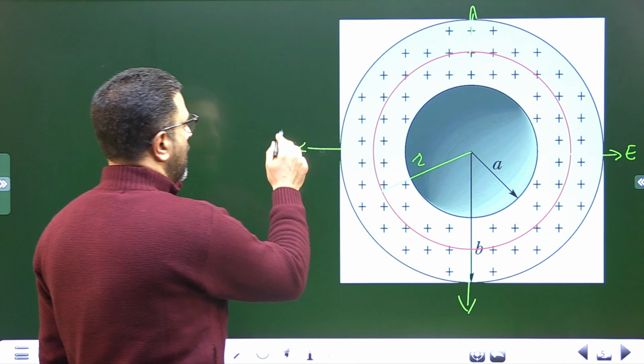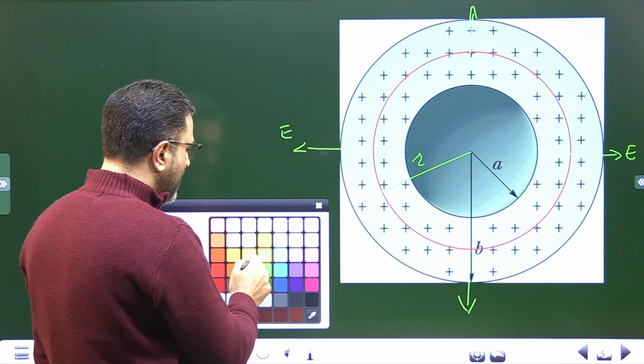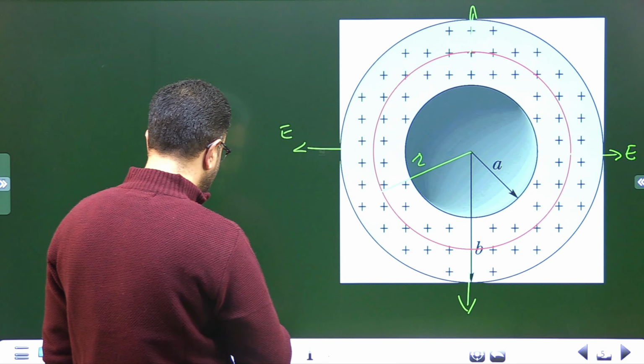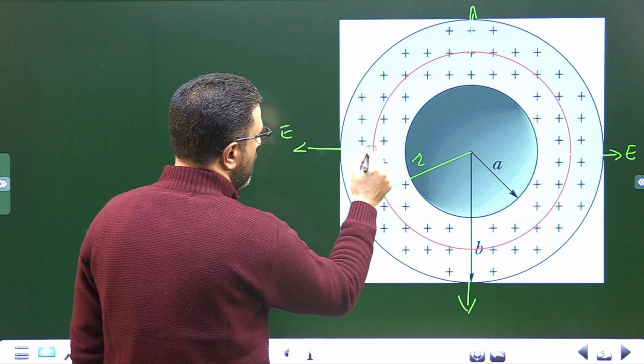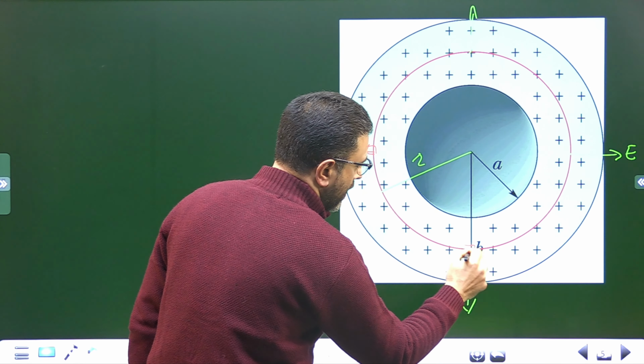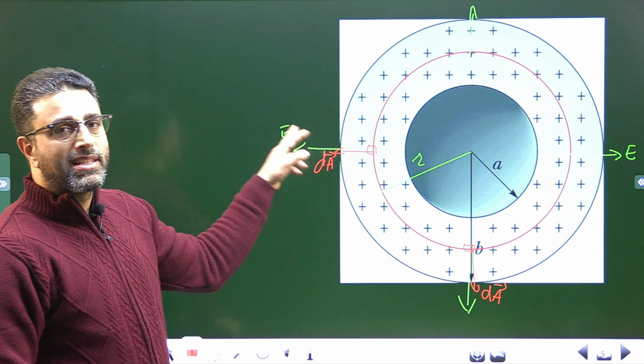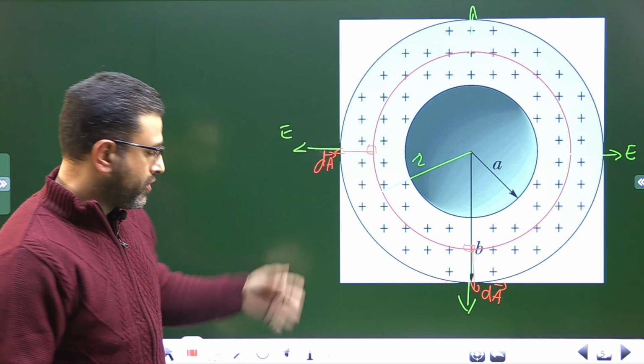Again, this is a spherical Gaussian surface. The direction of area dA is again radially outward, everywhere. So field and area are in the same direction at all points, and the angle between them is 0.